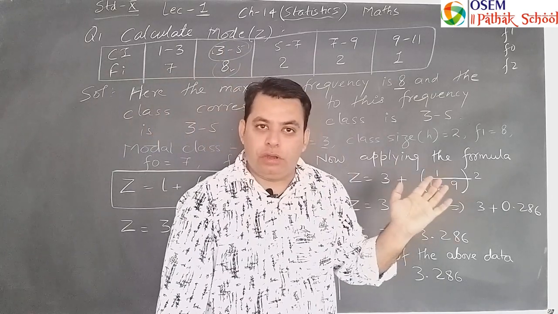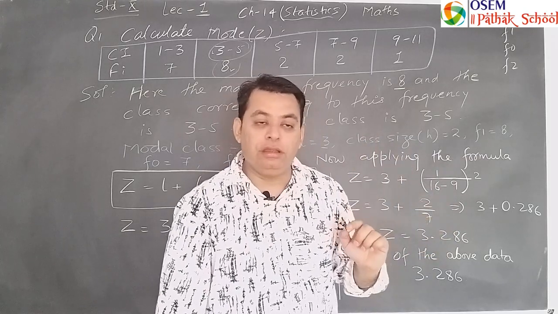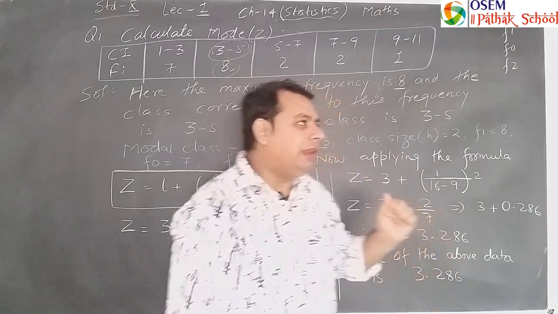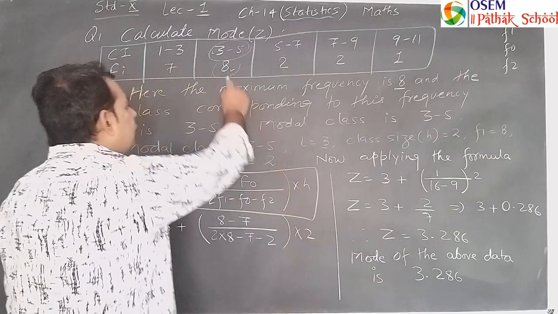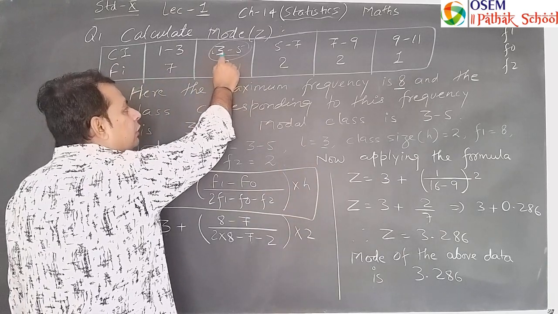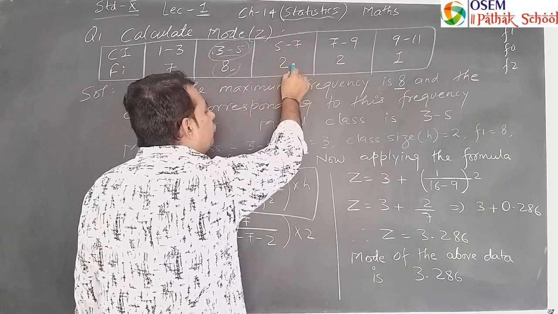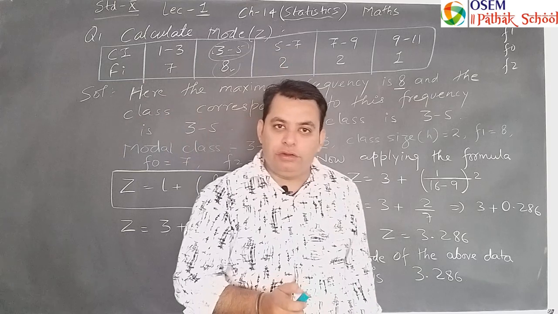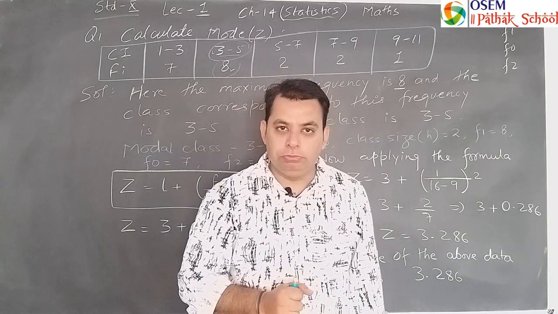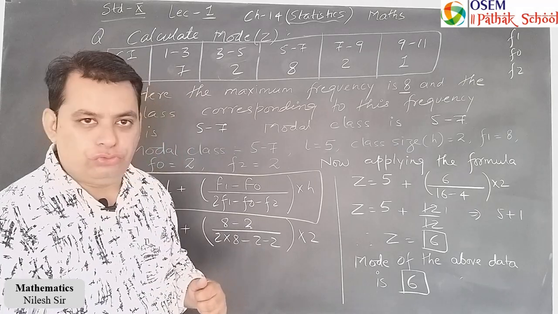Hope you have understood the topic very clearly. Related to that, you have to do the questions. Every time remember that F1 will be the class interval with the highest frequency, the one above will be F0, and the one below will be F2. Hope you have understood clearly. Now students, I am showing you another question.